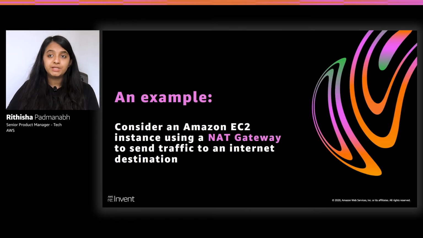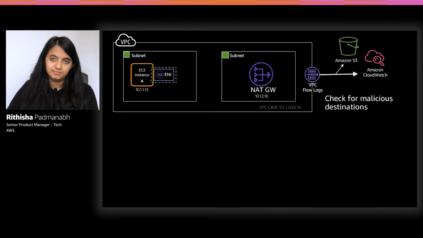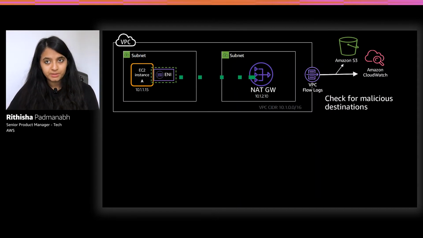Now let's dive into an example of how you can actually use your flow logs with the packet level IP address field for a security use case. Let's consider a simple environment such as this, where you have an EC2 instance that is talking to the internet through a NAT gateway, and you have flow logs enabled with all of the enriched metadata fields.